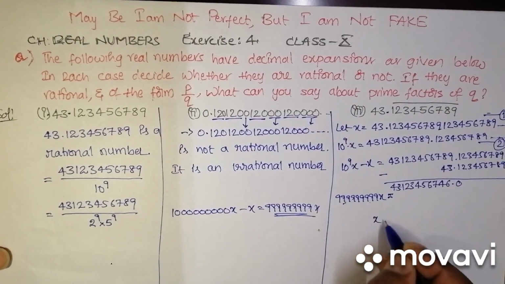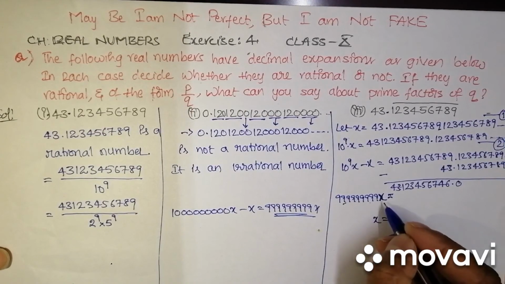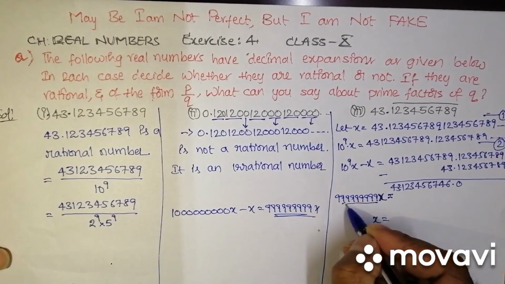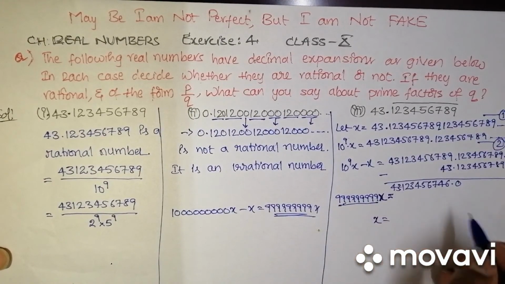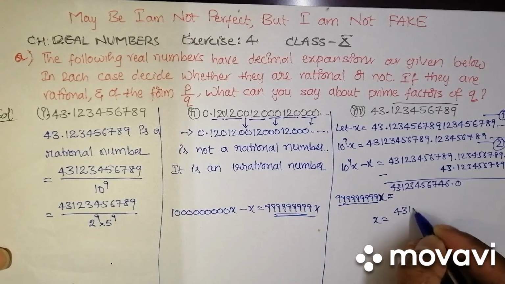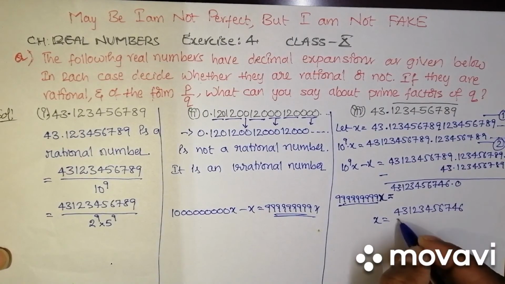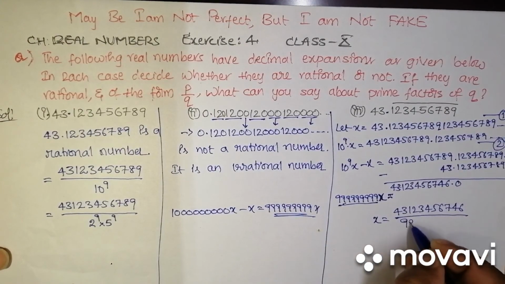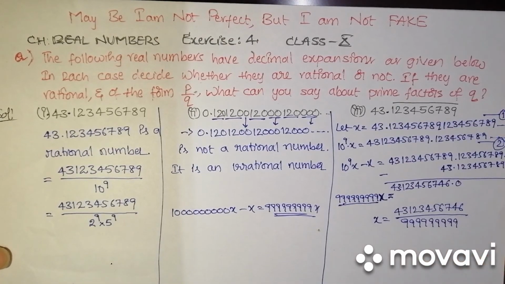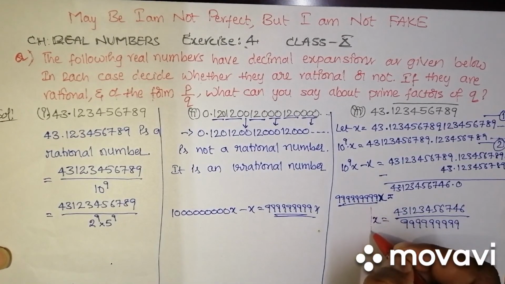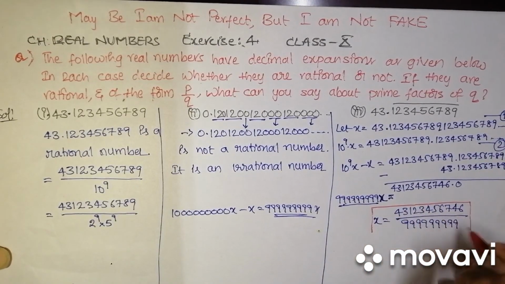Now, x is equal to, if I keep x on the left-hand side and move the 9s to the other side, then this value will be divided by the RHS, that is 431234567 46 by 9 nines 3 4 5 6 7 8 9. So this is in the form of p by q. So it is a rational number.